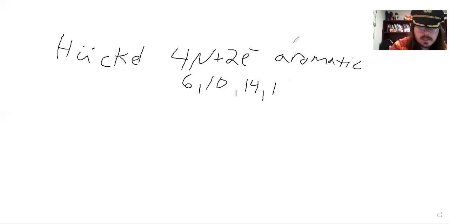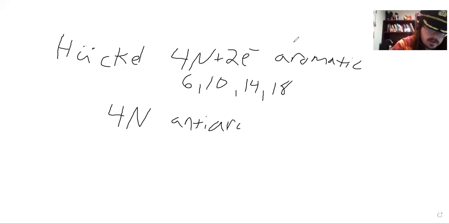14, 18, etc. We probably never get that big. Usually n is 0, 1, 2, 3. But if it has 4n electrons, it would be anti-aromatic. So our case of cyclobutadiene, yeah, that's anti-aromatic. Now, you would expect 4, 8, 12, but cyclooctatetraene doesn't actually work, because it is not planar.